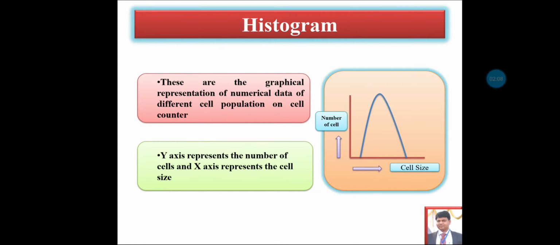So this is a typical histogram. These are graphical representations of the numerical data of the different cell populations on the cell counter. Here you can see in the graph that on the y-axis there is the number of cells, and on the x-axis you will see the cell size. This is how the curve is plotted.